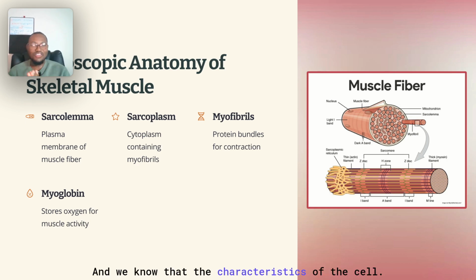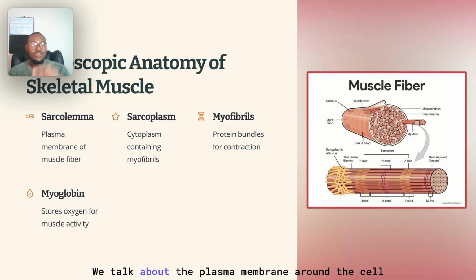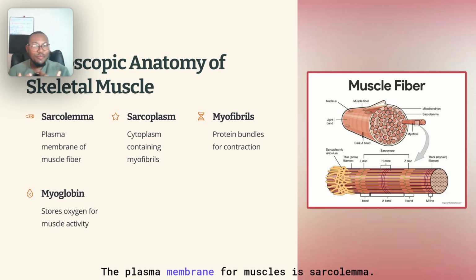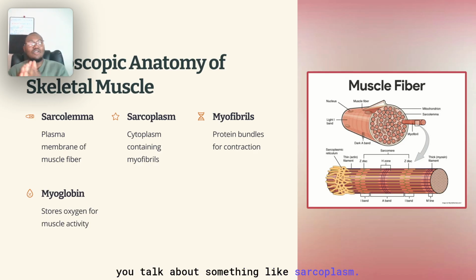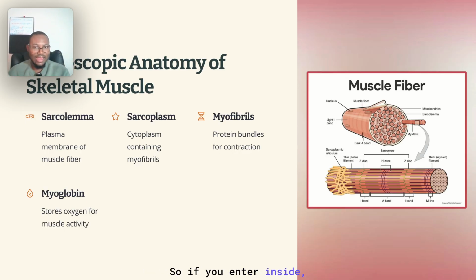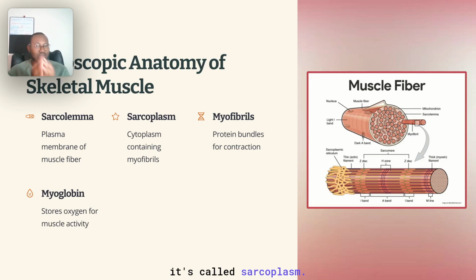We know the characteristics of the cell. If you don't know these characteristics, I need you to go and look at cell physiology. The characteristics of a cell: we talk about the plasma membrane around the cell before you talk about the organelles. The plasma membrane for muscles is the sarcolemma. Then when you are talking about organelles, you talk about something like sarcoplasm. Sarcoplasm is the cytoplasm of the muscle. So if you enter inside, you talk about the cytoplasm of a cell, and for the muscle cell, it's called sarcoplasm.